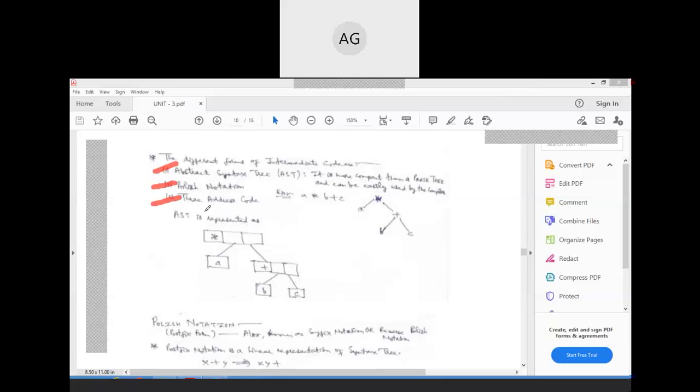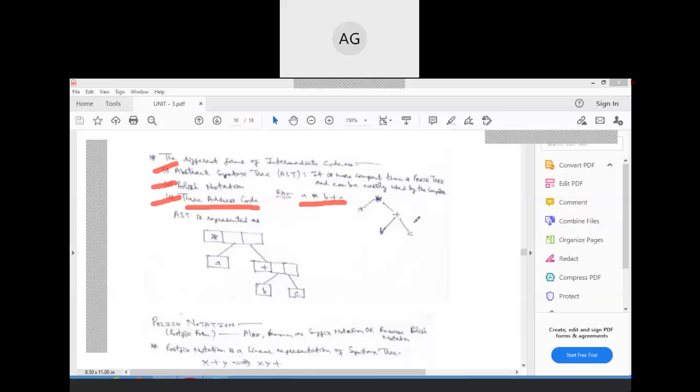Here we are going to study in much more detail the three address code, how we are going to form this three address code, and how we are going to store it in memory. So the first is the abstract syntax tree. As you can see from this example, we are going to form the abstract syntax tree of the expression A into B plus C. So this is the tree which is going to form from the abstract syntax tree.